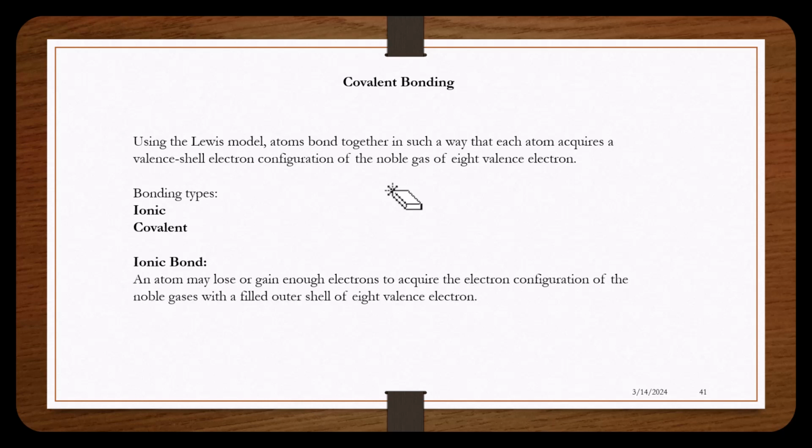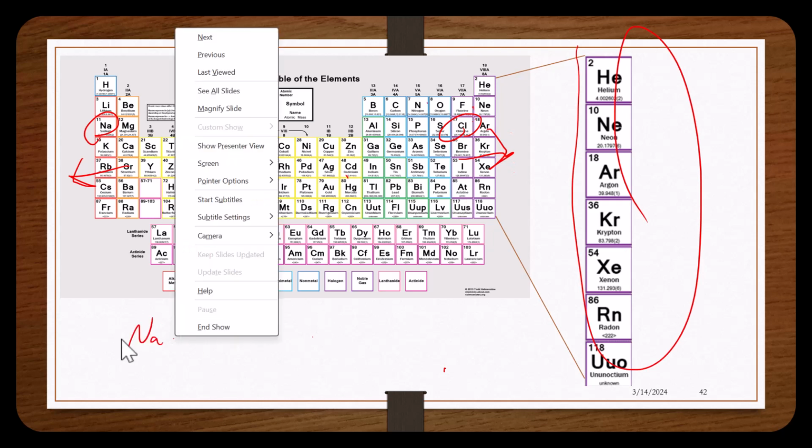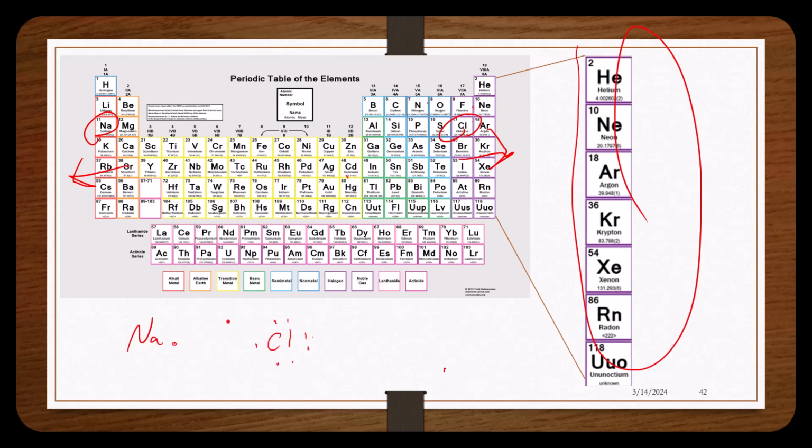We know that ionic bonds form between atoms with the loss or gain of electrons to acquire the electron configuration of the noble gases. So sodium loses an electron and chlorine gains an electron to reach the noble gas with 8 valence electrons. Sodium has 1 valence electron and chlorine has 7 valence electrons. Sodium loses an electron, chlorine gains an electron to give a compound with a bond where sodium has the valence configuration of neon and chlorine assumes a valence electron configuration of argon.